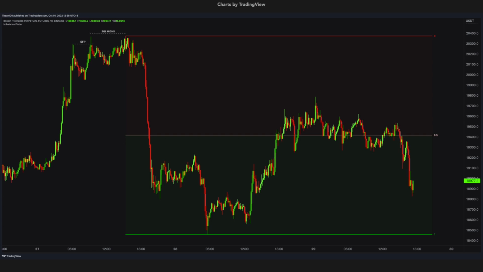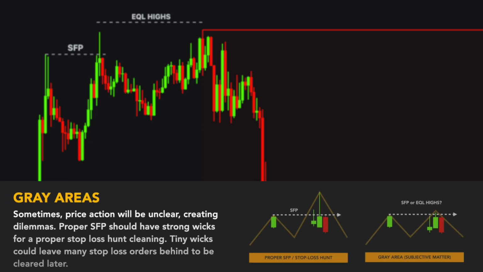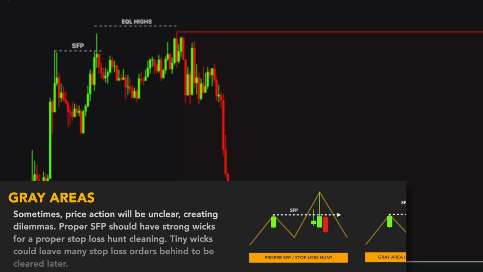And the easiest way to determine liquidity hunts is using the swing failure pattern, one of my favorite price action trading patterns. As you can see, there is an SFP right here. However, after that, there were equal highs. But if you really look closely, these equal highs were actually also a kind of swing failure pattern. However, this is kind of a gray area, not black or white. I can call these equal highs and SFP at the same time, a tricky price action.